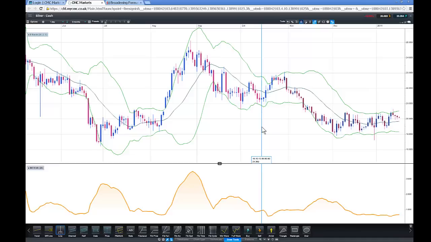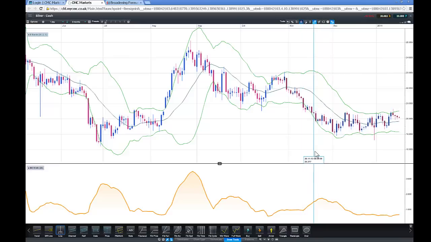Here's another example where we saw a 1-day spike outside and reversion straight back through. The bands were not widening, as we can see down here, and the next day silver returned to the average. So once again, it's important to remember that the bands widening or narrowing is one of the keys to a correct use of Bollinger Bands.